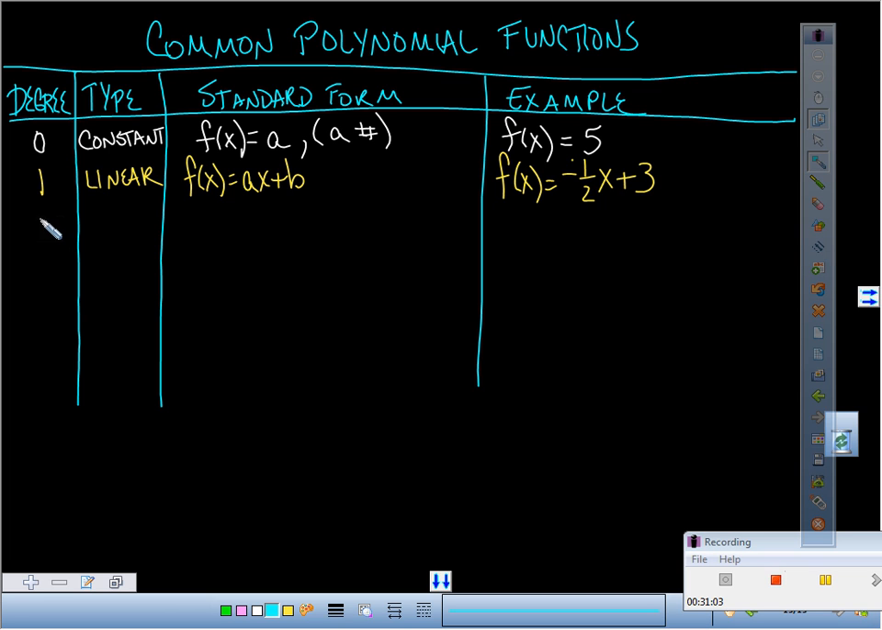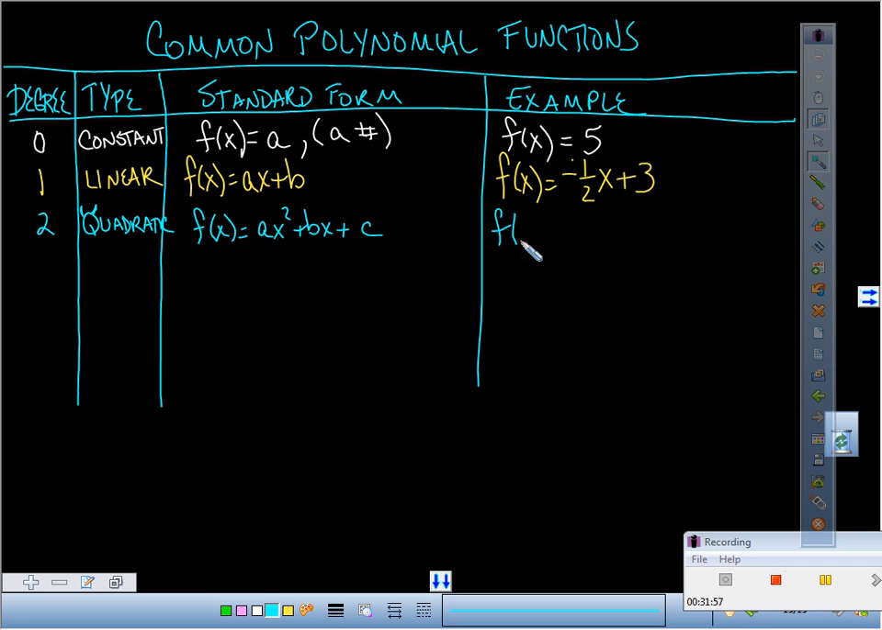All right. The next one. Second degree. These are your favorites. What do we call them? Quadratic. Are we not so glad to be through with that? Are you really ever through with it? No. So, quadratic. What does it look like? f of x is equal to ax squared plus bx plus c.